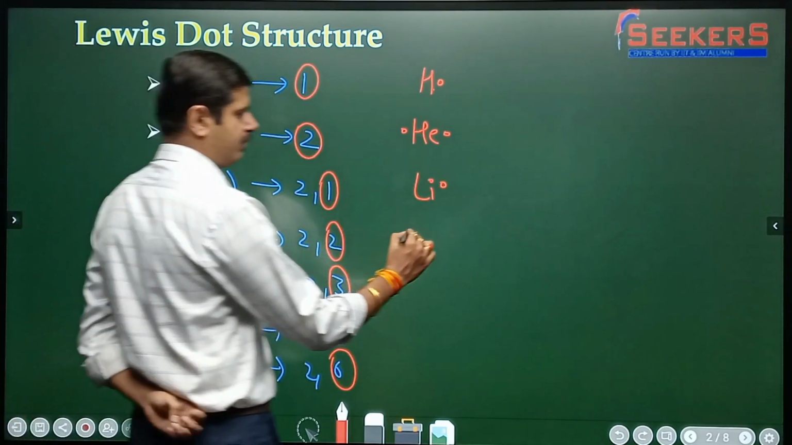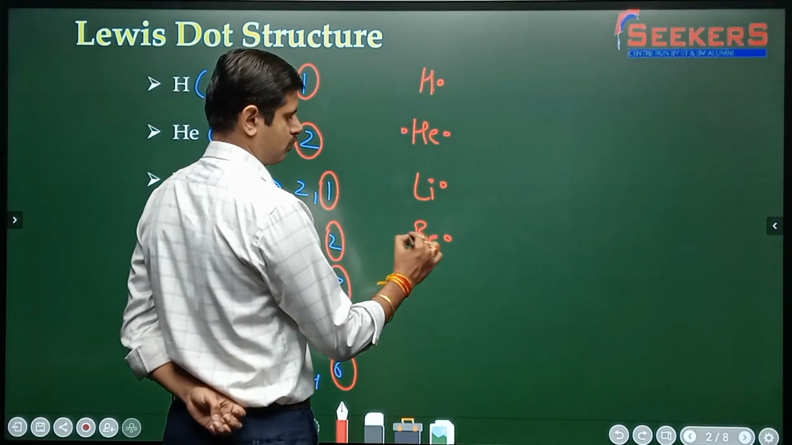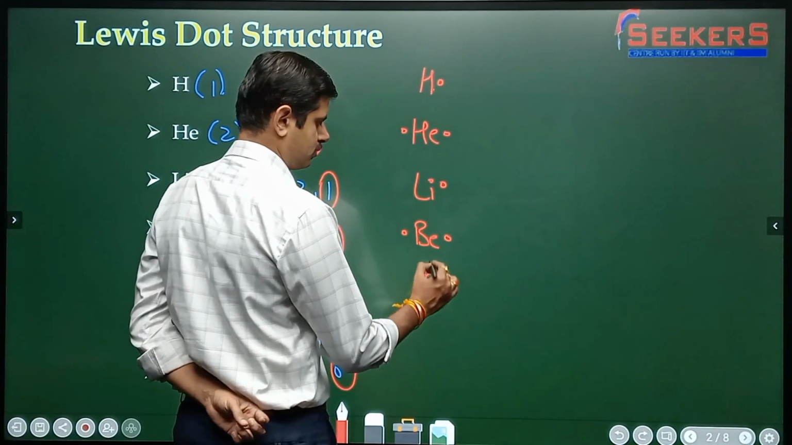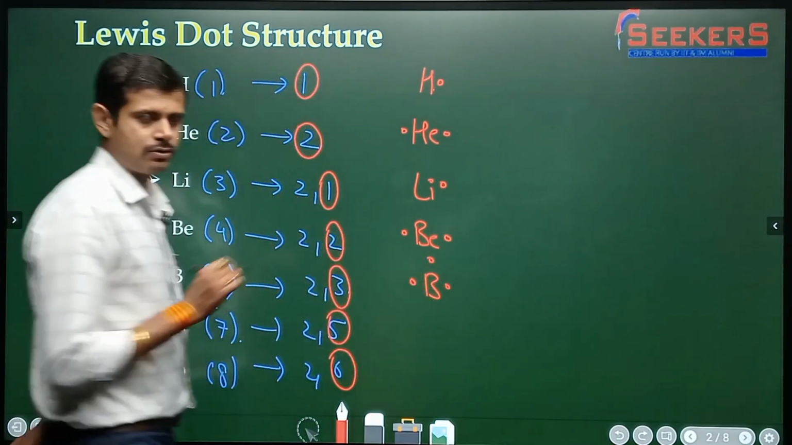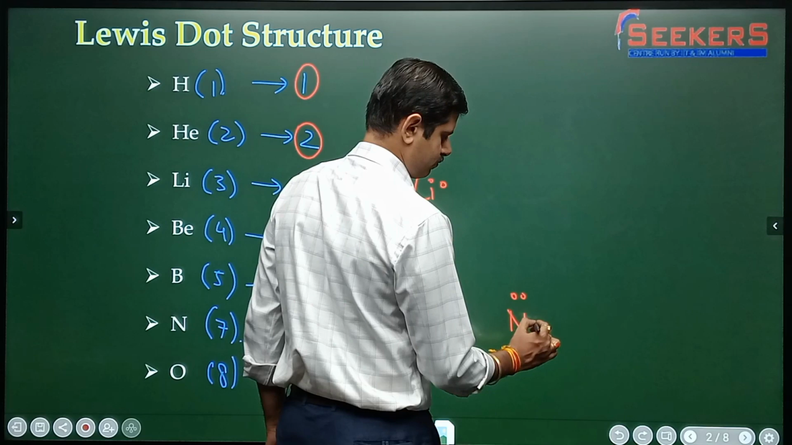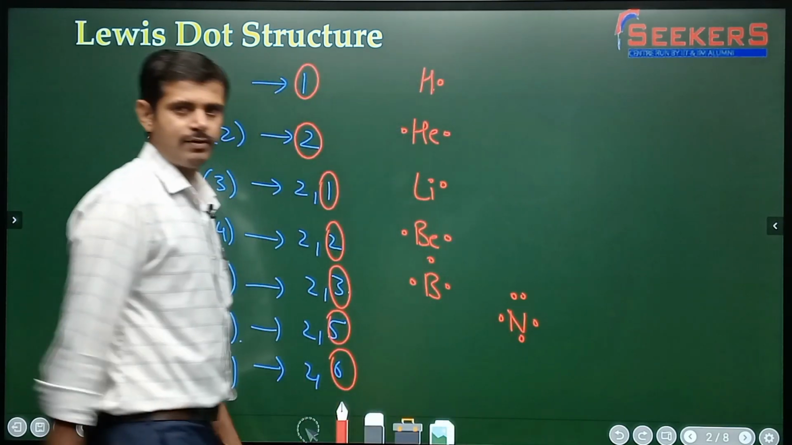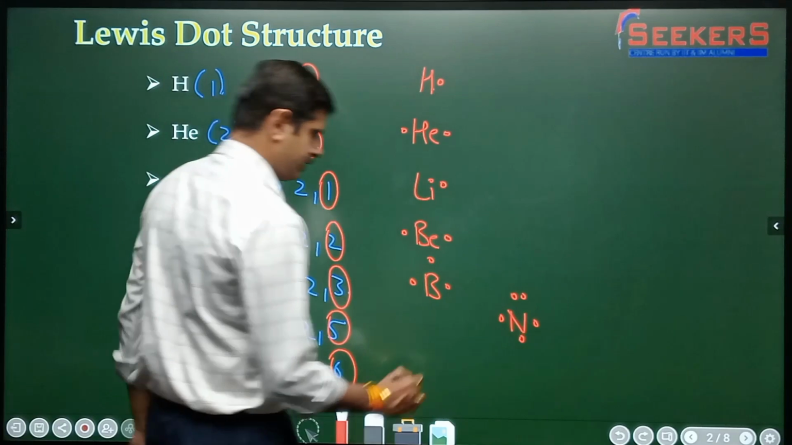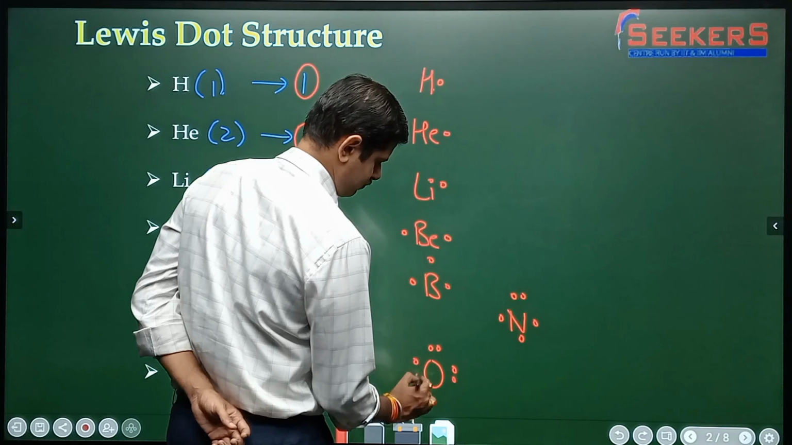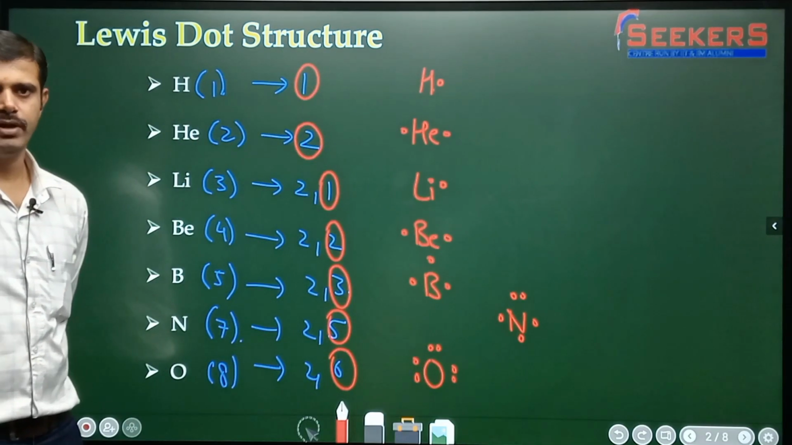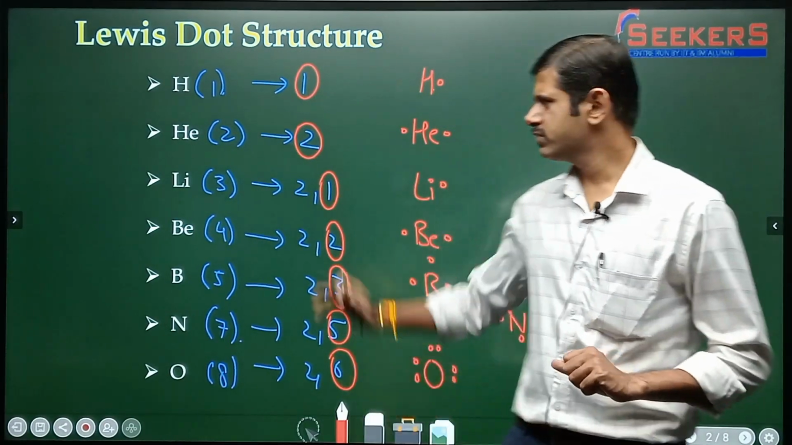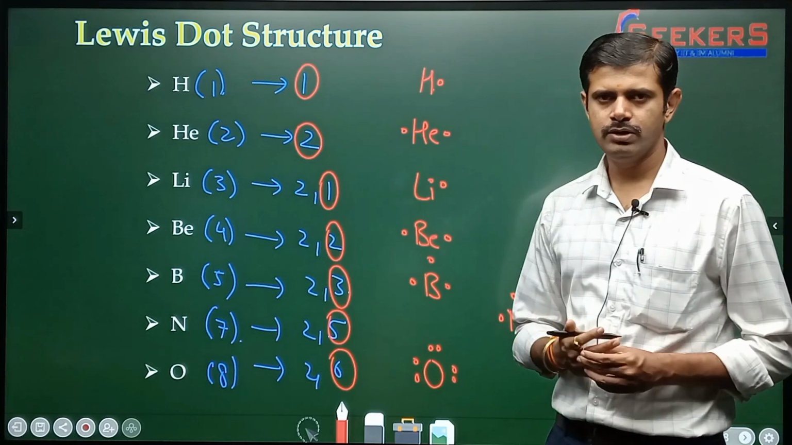When it comes to beryllium it is 2 electrons. When it comes to boron it is 3 electrons. When it comes to nitrogen it is 5 electrons. When it comes to oxygen it is 6 electrons. Are you getting my point? Now what happens here? See, this is the Lewis dot structure for atoms. For simple atoms we can draw it this way. This is how we draw a Lewis dot structure.